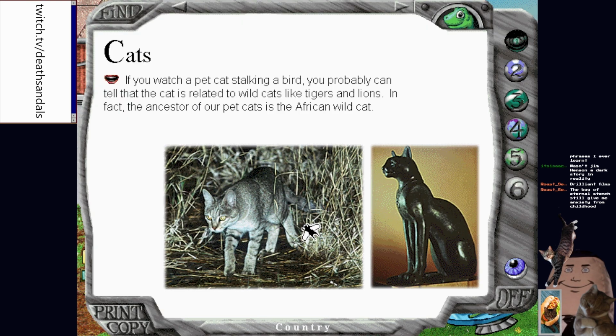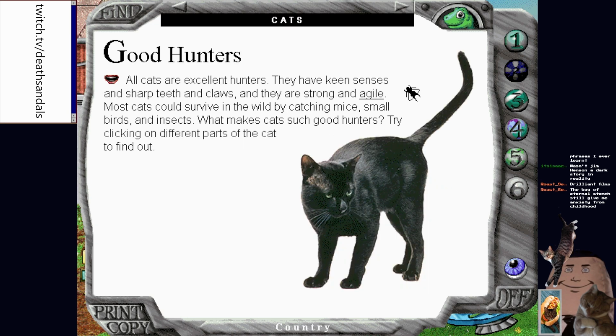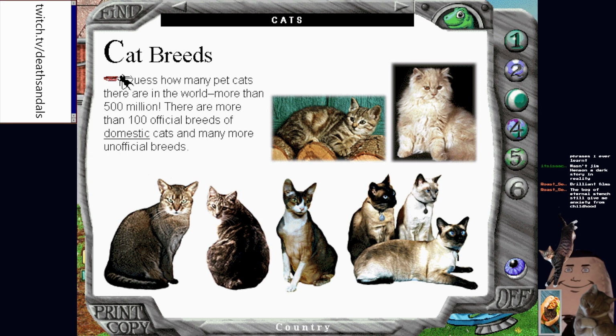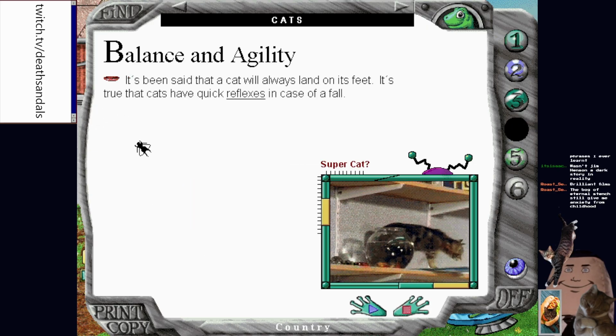If you watch a pet cat stalking a bird, you probably can tell that the cat is related to wildcats, like tigers and lions. In fact, the ancestor of our pet cat... Good hunters. Cat breeds.